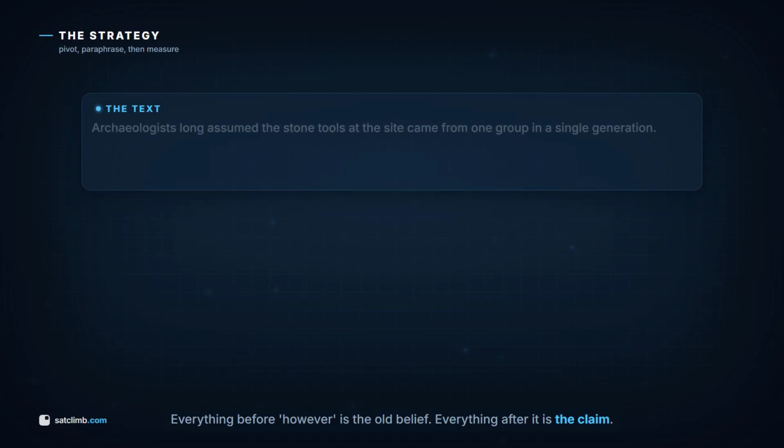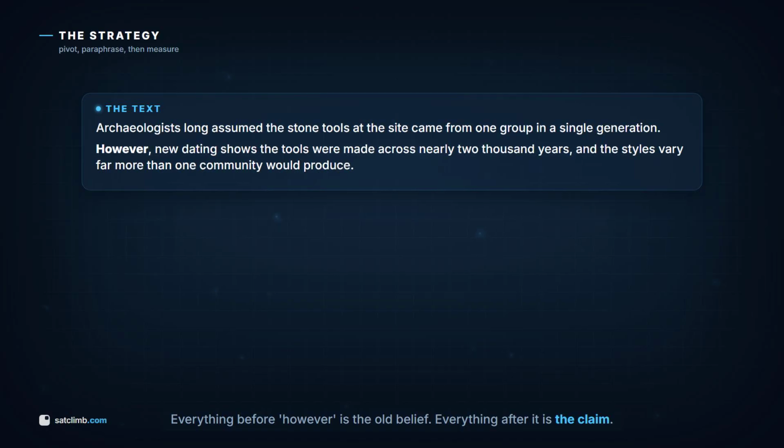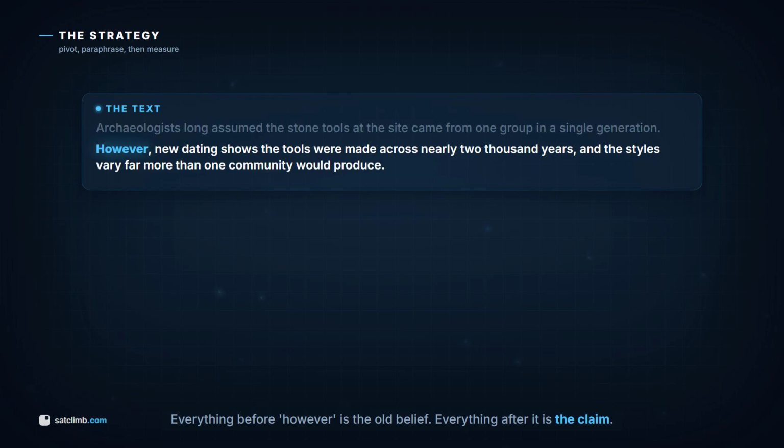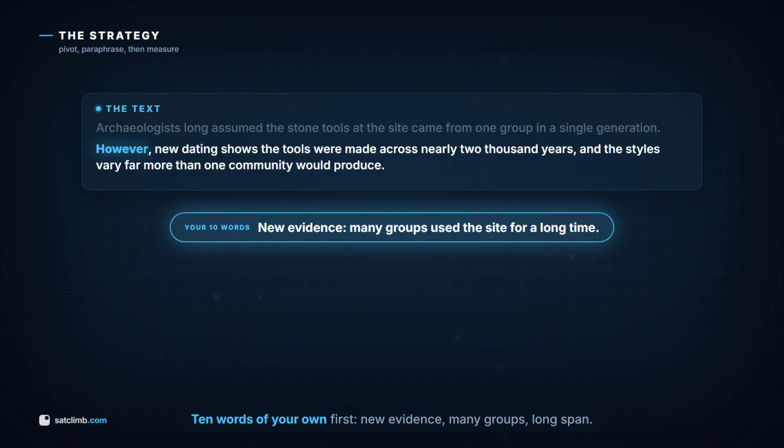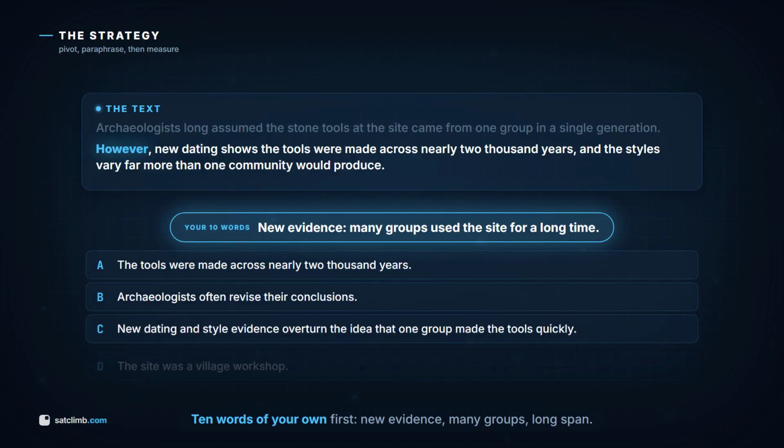Here is the passage. Archaeologists long assumed the stone tools at the site came from one group in a single generation. However, new dating shows the tools were made across nearly 2,000 years, and the styles vary far more than one community would produce. Watch the however. Everything before it is the old belief. Everything after it is the claim. My 10-word paraphrase. New evidence says many groups used the site for a long time.